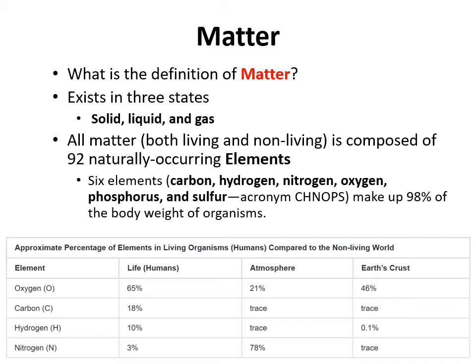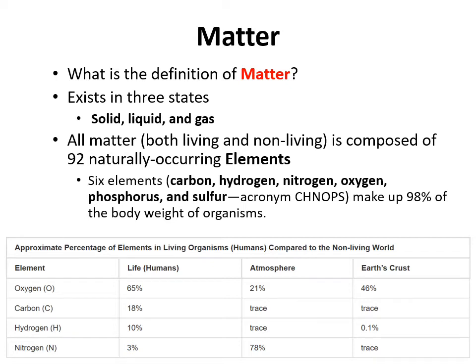So first off, when we talk about chemistry, a term that you hear a lot is matter. And matter is defined as anything that has mass and occupies space. And the way that it occupies that space can be in any of the three following states. So it can be a solid, a liquid, or a gas. And which of these it is depends on how fast its atoms are moving and how spread apart they are.